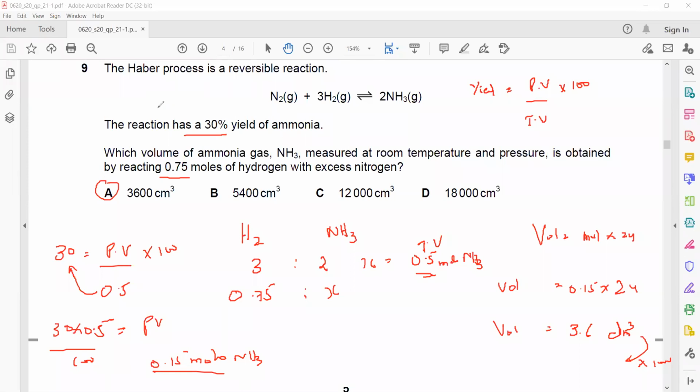So using the moles of hydrogen, we calculated the moles of ammonia, but these are theoretical moles. Theory suggests we should get 0.5 moles of ammonia, but practically it will be less as the percentage yield is only 30%. So 30% of 0.5 is 0.15. Multiply 0.15 moles by 24 to get the volume in dm cube, and the answer is in cm cube, that's why we convert dm cube into cm cube by multiplying with 1000.